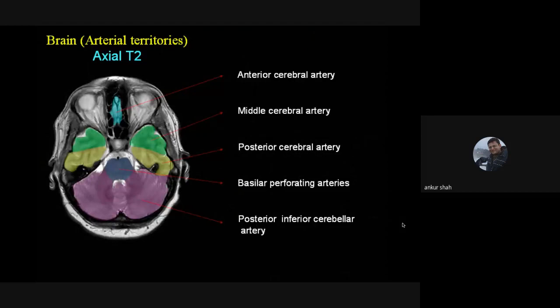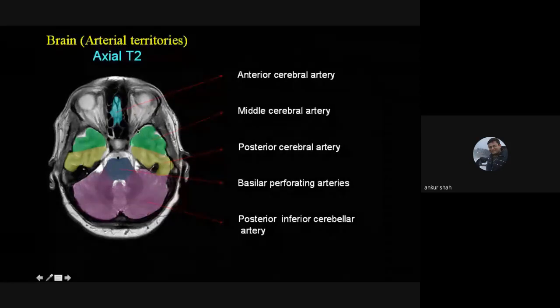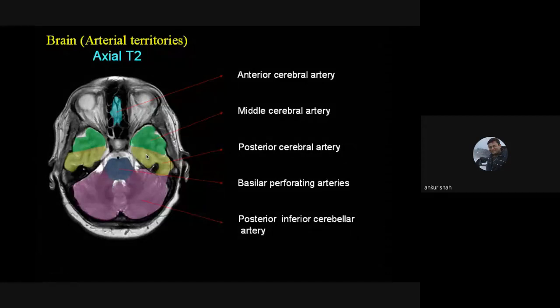It is very important for you to know the arterial territories. If you see an infarct or a part of ischemia in one part of the brain, then you should know by which arteries it is supplied. Then it serves two purposes. One is it can tell you which arterial territory the infarct is in, and you can also imagine which could be the other areas where infarct can be there.